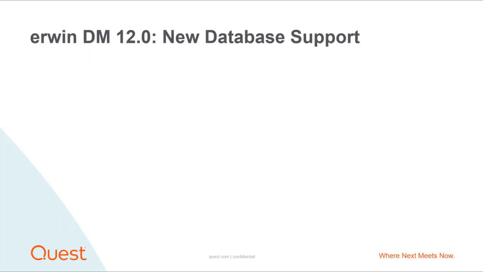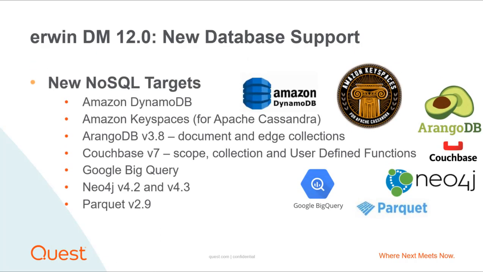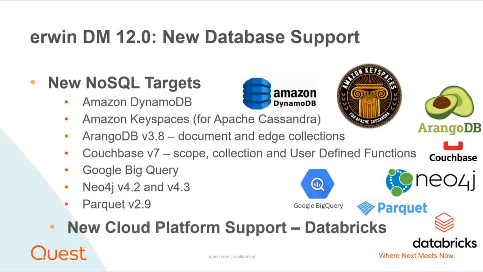Erwin DM 12.0 new database support. These are the new NoSQL database targets: Amazon DynamoDB, Amazon Keyspaces for Apache Cassandra, ArangoDB, including document and edge collections, Couchbase v7, including scope, collection, and user-defined functions, Google BigQuery, Neo4j, and Parquet. And of course, there's new cloud platform support for Databricks, as mentioned a moment ago.